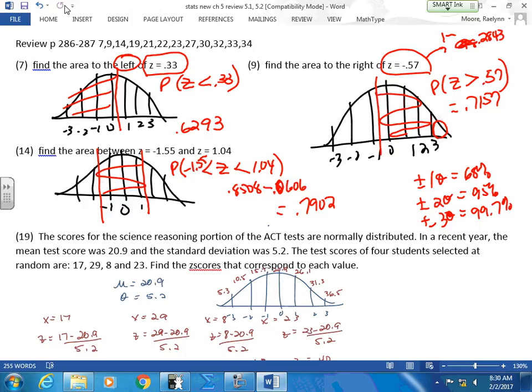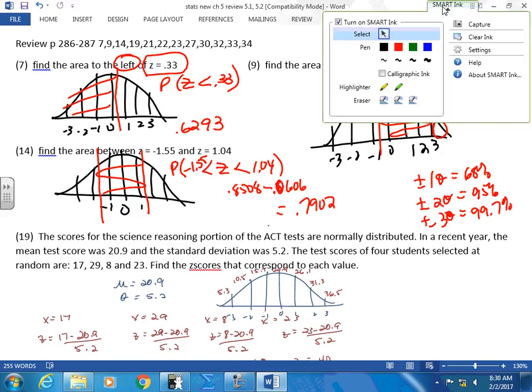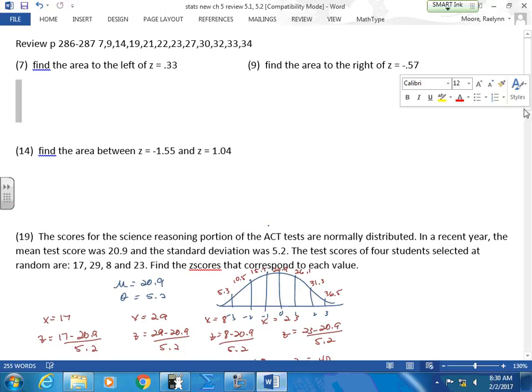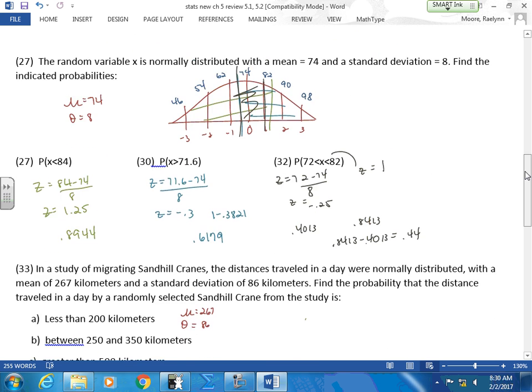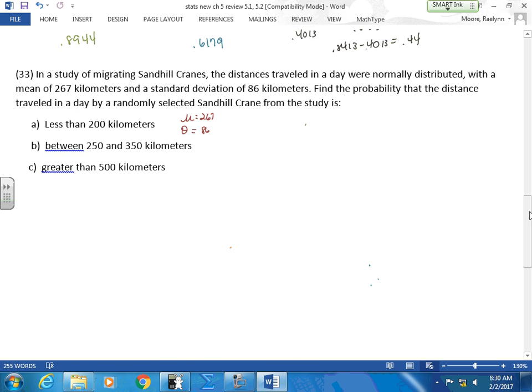Can everybody do those? Your first 3 on your test are going to look just like that. Very basic. Then we're going to have 2 problems, and your 2 problems are going to look basically like number 33. It's going to look just like this. So, kind of look at number 33. They're going to look like the ones that you've just been working on.